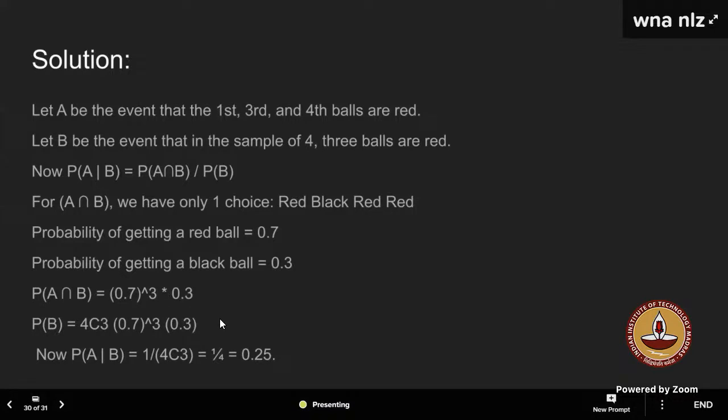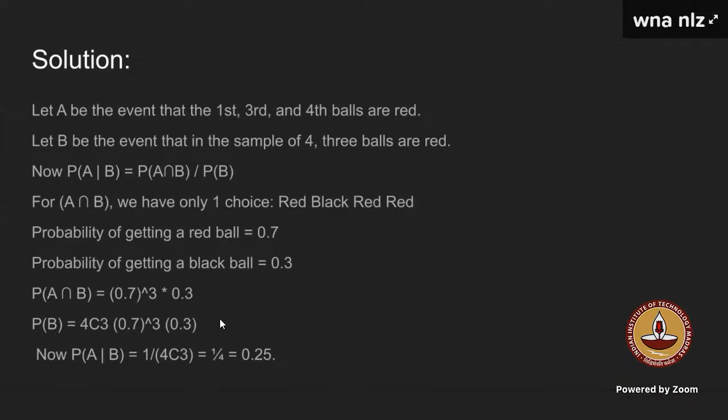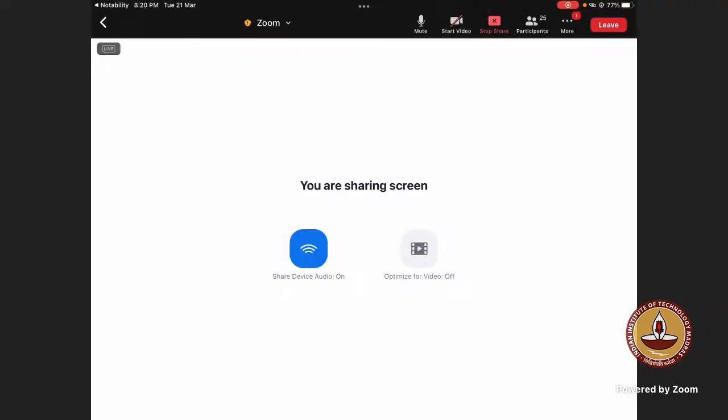Okay. Sir, how did we find B? Can you please explain that? Yeah. So what is the probability of B? From the 4 balls, 3 are red, right? Sir, can you just solve it in the notepad, sir, in your normal notepad thing? Okay. Just a moment. Is it visible?